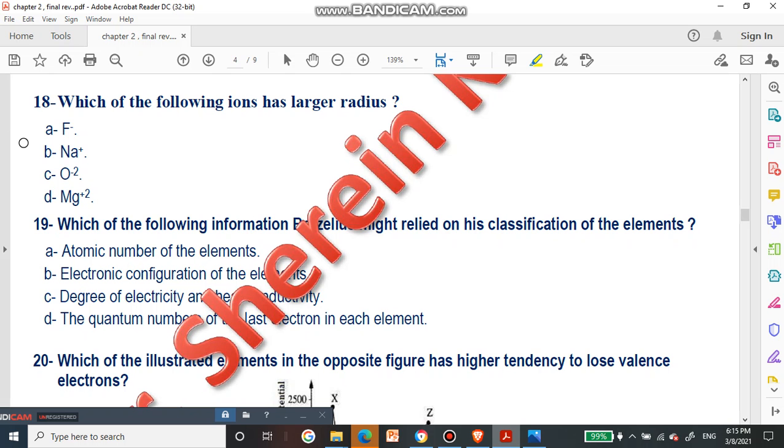But here we have which of the following ions has the larger radius. You must concentrate on this kind of question. It will be number C, O negative 2. It has the largest radius among the ions.